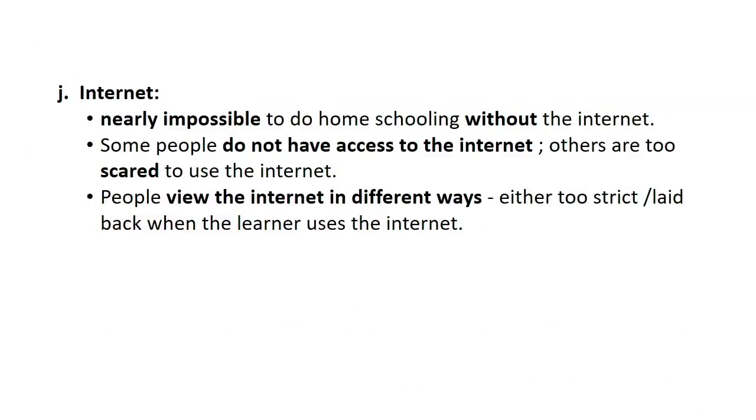The last aspect in homeschooling is the aspect of having internet or not. It's nearly impossible to homeschool if you don't have the internet. Some people don't have access, of course, and then there are others who don't know how it works, so they're scared to use it. People also view the internet in different ways. They can be too strict. In other words, they will not allow the child any access, or some are way too laid back when they let their children use the internet.